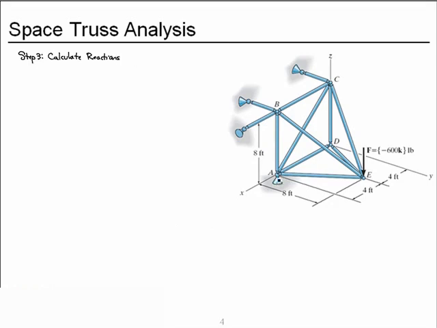At the ball and socket joint at A, we'll have 3 force reactions: AZ, AX, AY. At B, we'll have BY, and we'll have BX. At C, we'll have CY. Let's start by summing moments about the z-axis as it runs through point A.